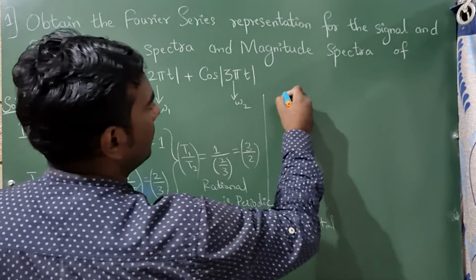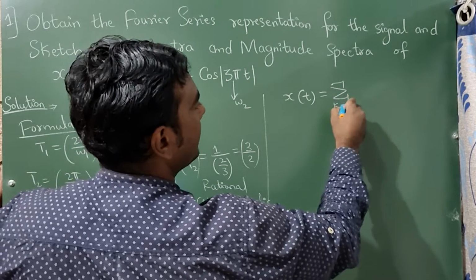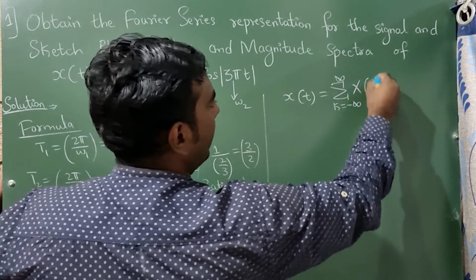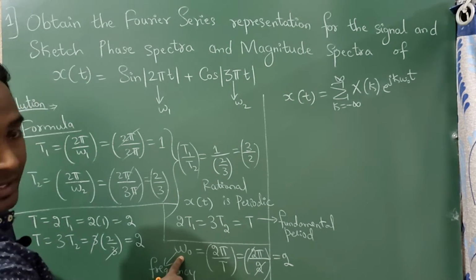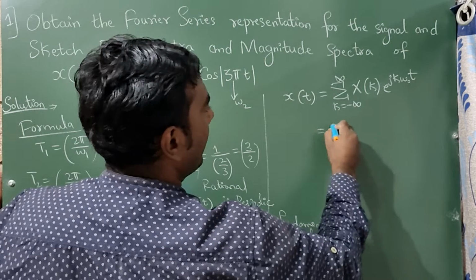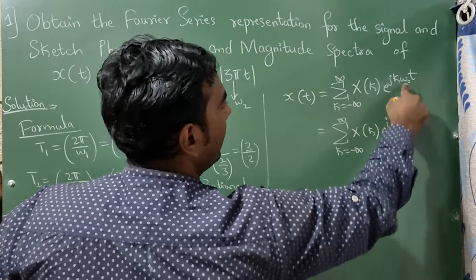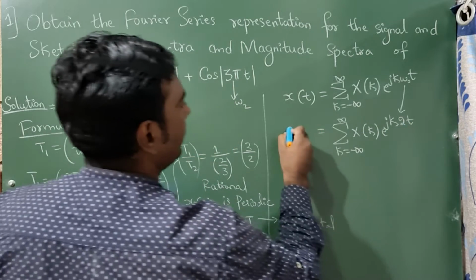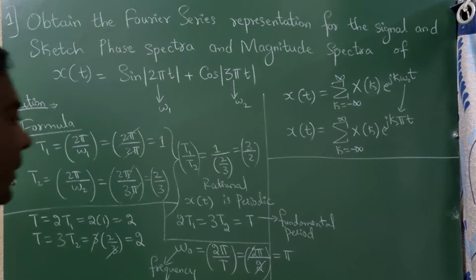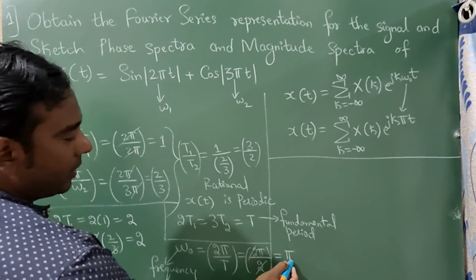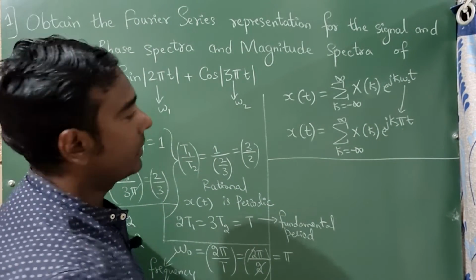Now there is a formula of a Fourier series. X of t is equal to summation of k is equal to minus infinity to infinity x of k e raised to j k omega naught t. Now what is the value of omega naught? Substitute here: summation of k is equal to minus infinity to infinity x of k e raised to j k, in place of omega naught write 2 pi t over 2. Sorry, 2 and 2 get cancelled, pi is remaining. So omega naught is equal to pi. Here in place of omega naught I have written pi. Fine.